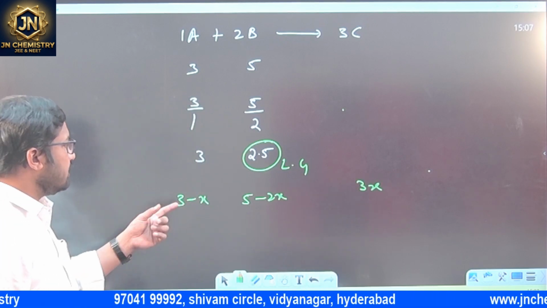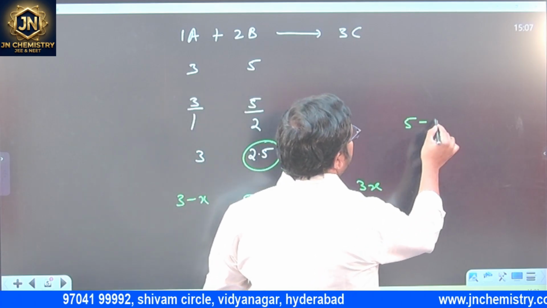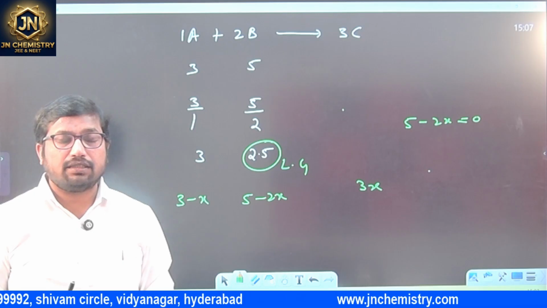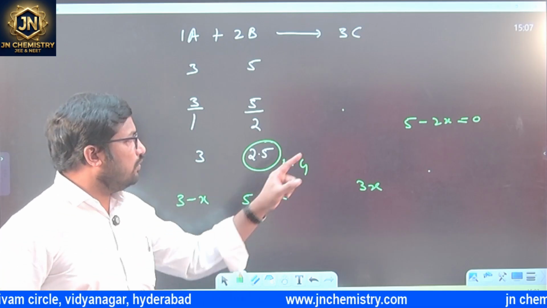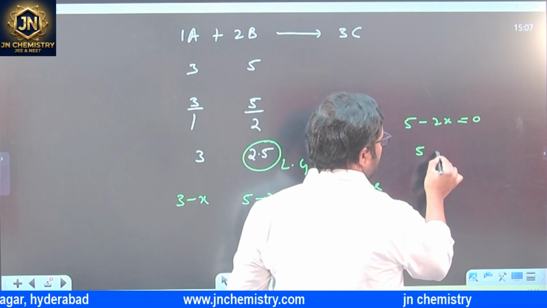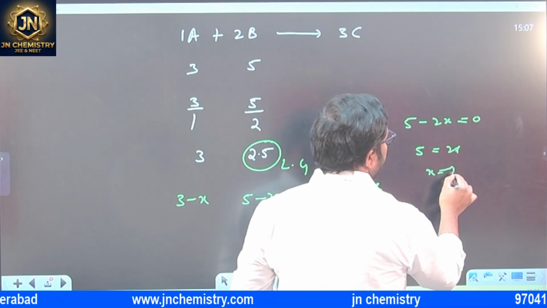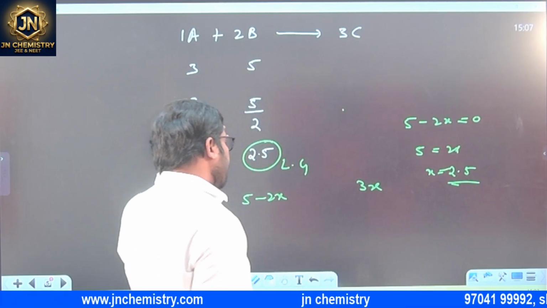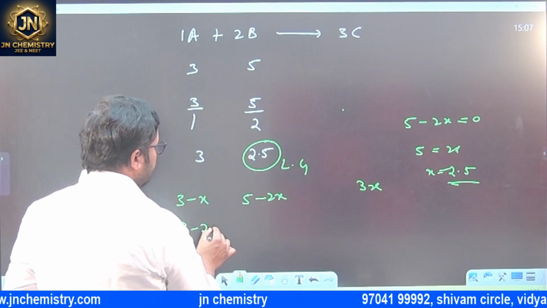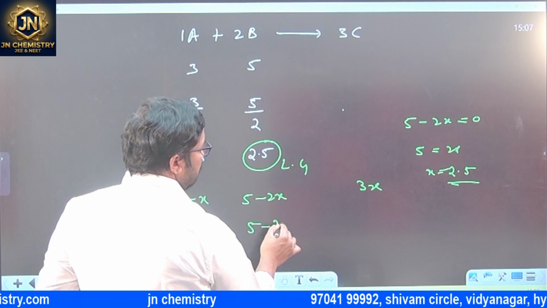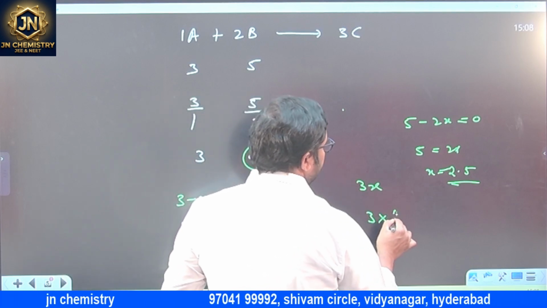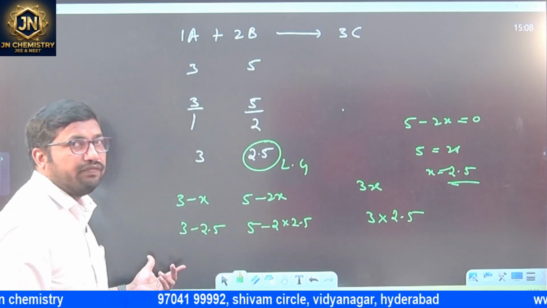How should we find x? From the limiting reagent, 5 minus 2x is equal to 0. Why from the limiting reagent? Limiting reagent means it is consumed 100%. So 5 is equal to 2x, x is equal to 2.5. Once we get 2.5, just put the x value: 3 minus 2.5, and 5 minus 2 into 2.5, which obviously will be 0, and 3 into 2.5. This is the way we get it.